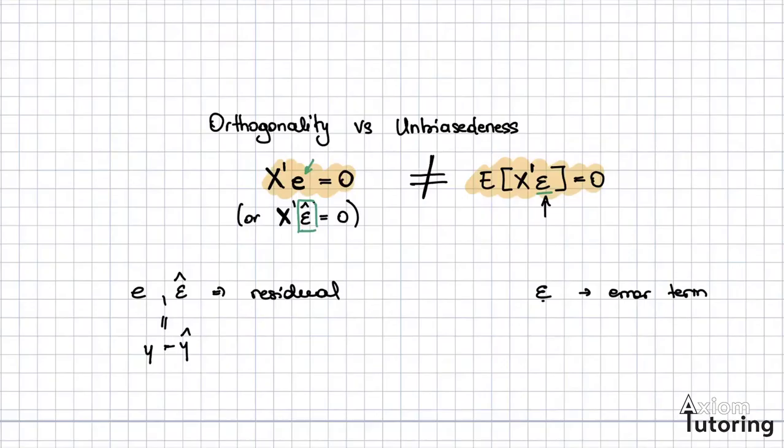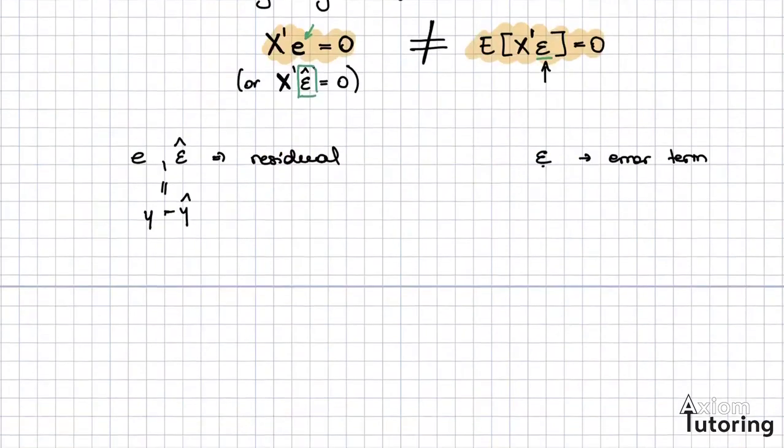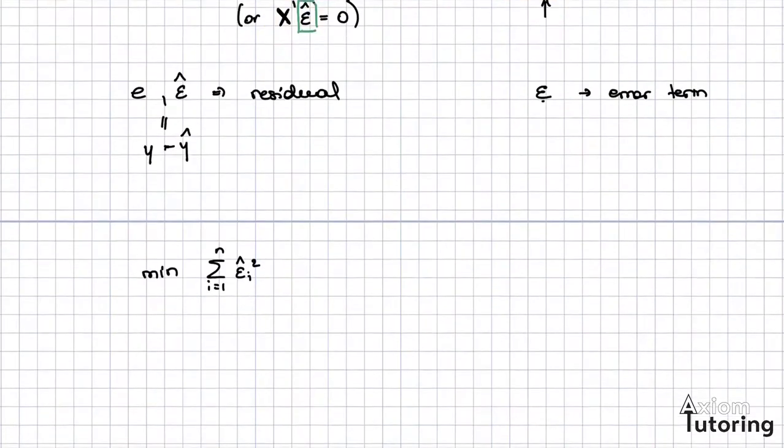Now, we've seen that OLS minimizes the sum of the residuals squared. When you take the derivatives and solve the normal equations, so the first order conditions, the final condition that we get, and I'm going to write it here in matrix notation, is that X prime times e, so again, the residual, is equal to 0. What this means is that every regressor is orthogonal to the residuals. This is true in any sample.